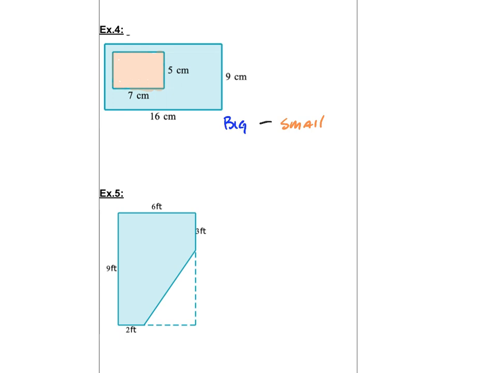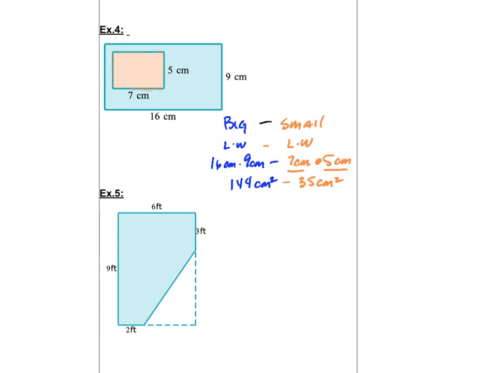Then I'm going to remember that the area of a rectangle is length times width. Same thing for the small rectangle, it's length times width. I'm going to plug in the values, do the math, which means I'm going to have 16 centimeters times 9 centimeters minus 7 centimeters times 5 centimeters.